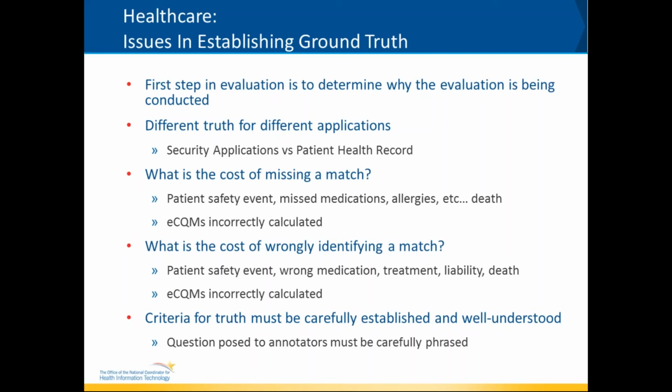We're not asking them, are these the same people? We're asking them, are these sufficiently similar to be part of a duplicate review queue? Because that's what we're trying to do, is optimize the duplicate review queue. So the question that you're asking the annotators has to be really carefully phrased. Next, please.